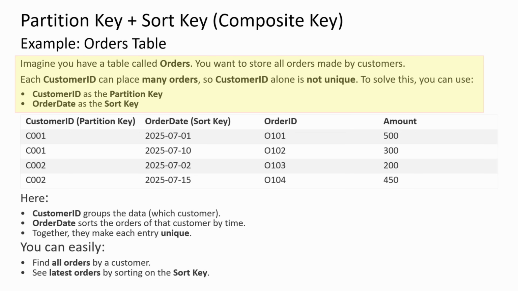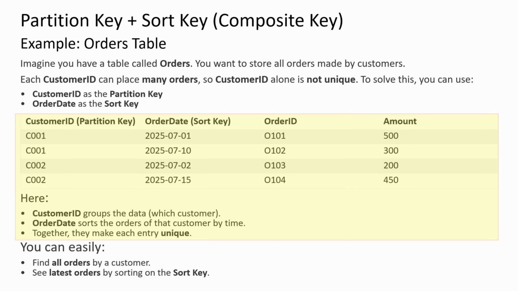Imagine you have a table called orders. You want to store all the orders made by the customers. Each customer ID can place many orders, so customer ID alone is not unique. To solve this, you can use customer ID as the partition key and order date as the sort key.